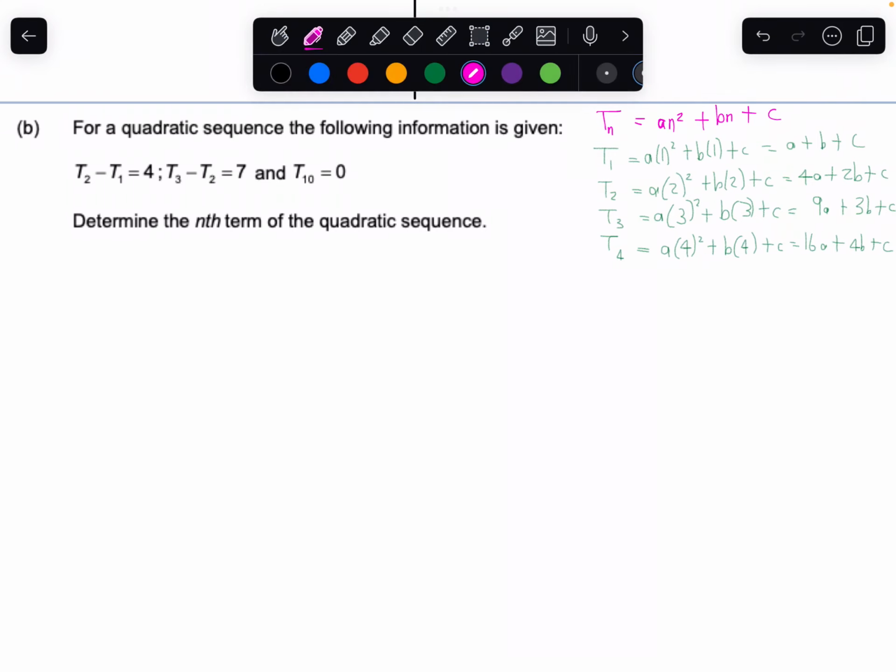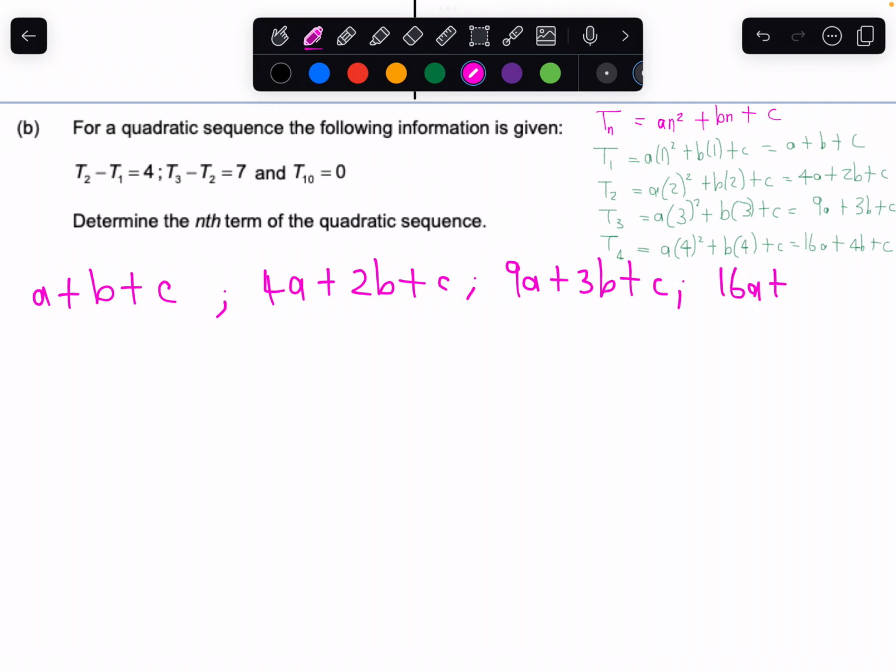So now we can draw our little tree. So we have our sequence, which is A plus B plus C. The next term is 4A plus 2B plus C. The next term is 9A plus 3B plus C. And the last, well, not the last term, but the fourth term is 16A plus 4B plus C.